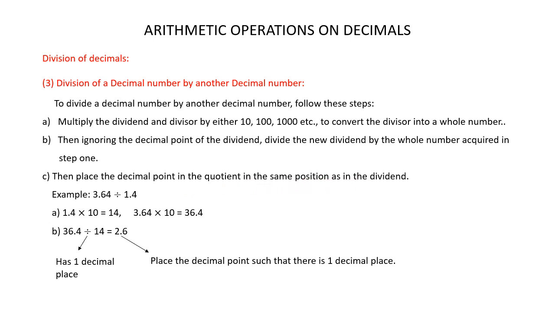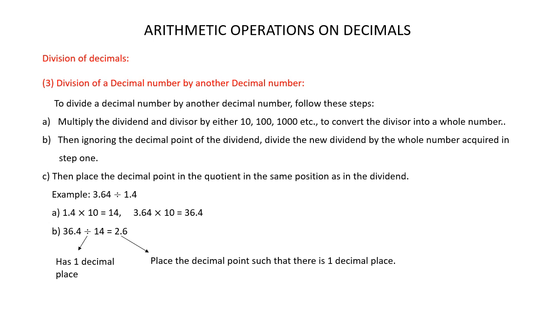Let's understand this with an example. Divide 3.64 by 1.4. Here 3.64 is the dividend, 1.4 is the divisor. You have to convert the divisor into a whole number. That is, you have to convert 1.4 into a whole number. To do that, you have to multiply 1.4 by 10. 1.4 multiplied by 10 is 14, a whole number.